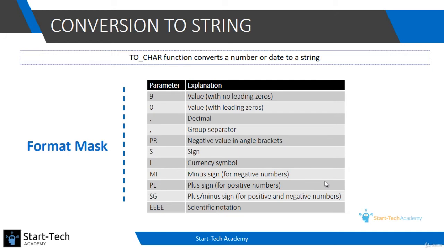If you want extra leading zeros, you can write 0099.9, which will make it 0074.5 in the string function. This will become more clear when we look at some examples.